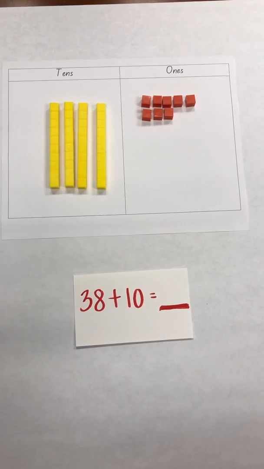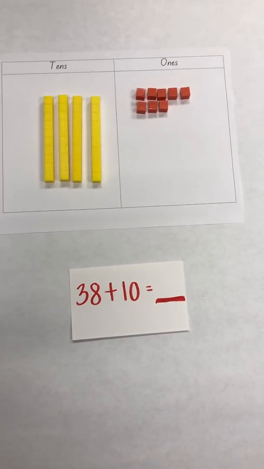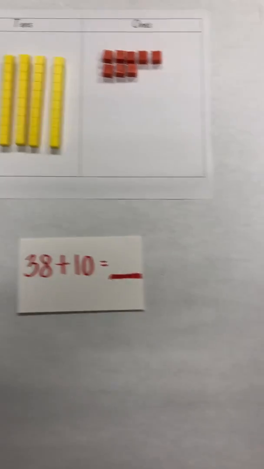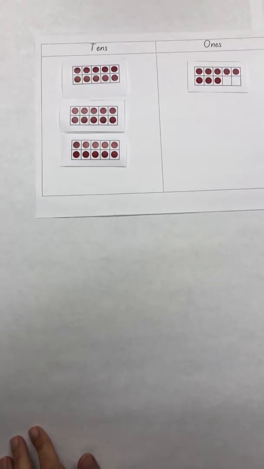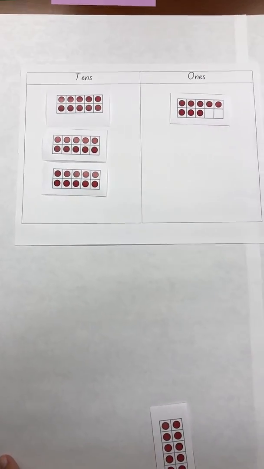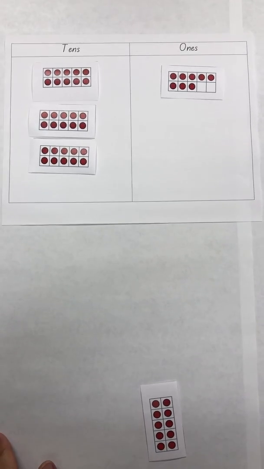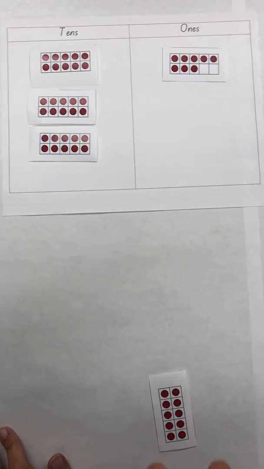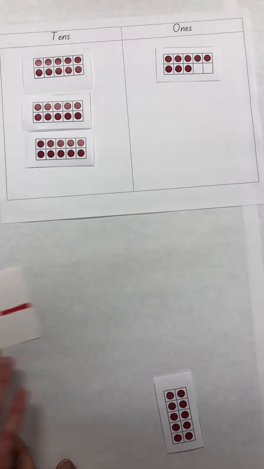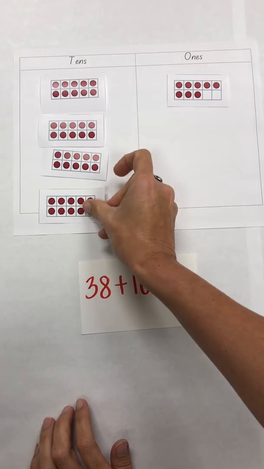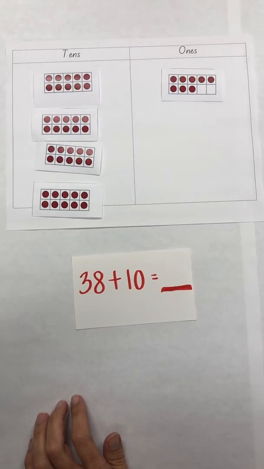Now, to take this to a little more pictorial level is to use the 10 frames here, and so this might be good if you have some students that need some remediation. This connects back to kindergarten with the 10 frames, and so if you need to pull a small group who are still struggling with the other strategies, this might work for them. So you've got 3 tens and then 8 ones. If I add a 10, I can see that now I have 4 tens, which would give me a sum of 48.